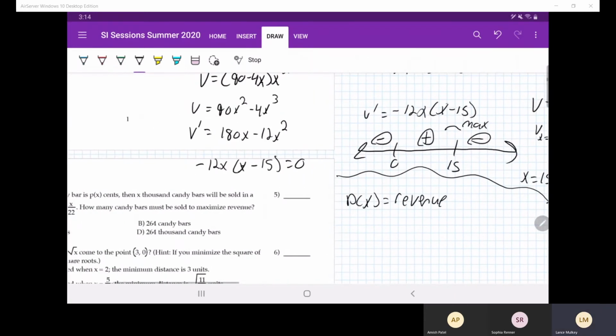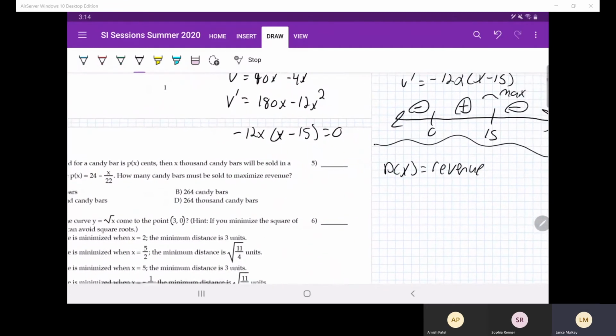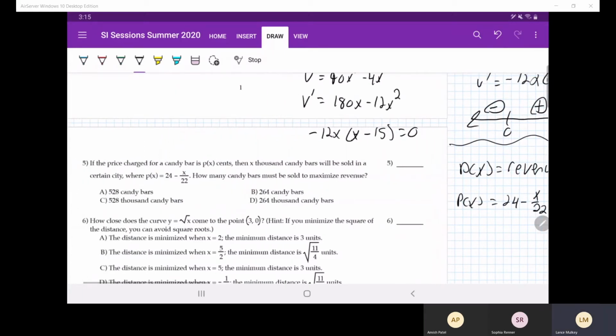Because that's how much is charged per candy bar. So P of x equals (24 minus x) over 22. I don't like this problem because obviously 0 is the maximum. It will maximize revenue.